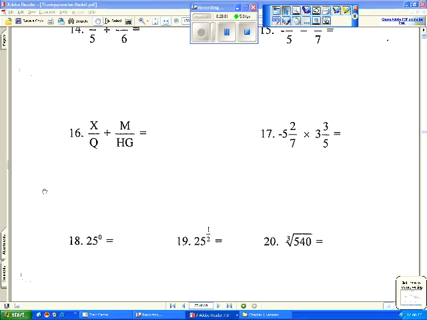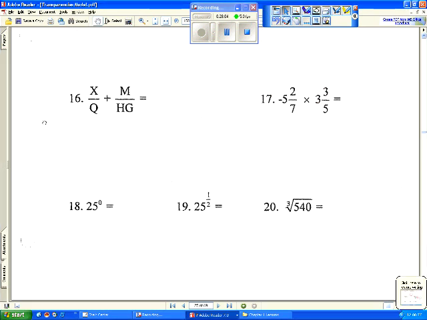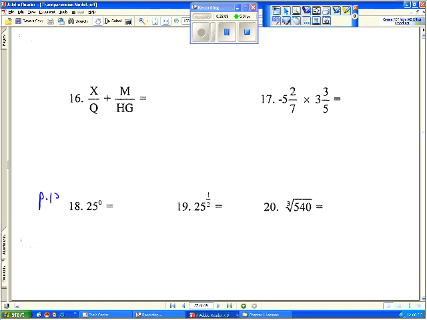Number 18 is memory work from page 13. Anything raised to the 0 power is 1. What's q to the 0? 1. What's x to the 0? What's 2 to the 0? What's 0 to the 0? We better talk about that one.